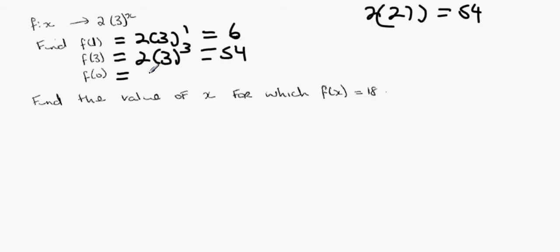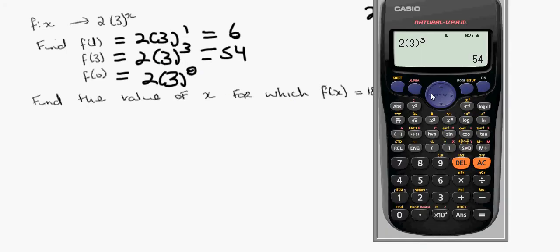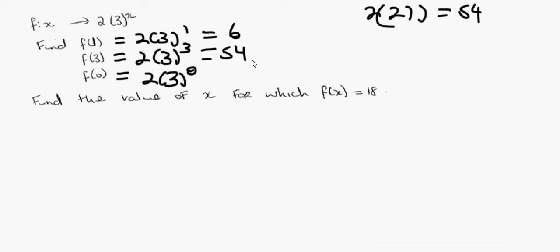And finally, 2 times 3 to the power of 0. Most people say this is 0, but any number to the power of 0 is actually 1. So 2 times 1 is actually 2. But we just got to verify this anyway. So we get 2. Okay. Equals 2. Next question is find the value of x for which f of x equals 18.